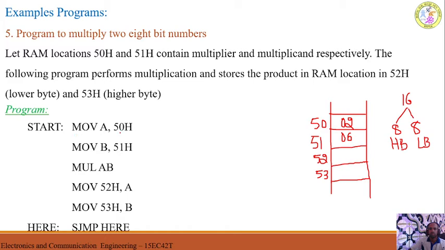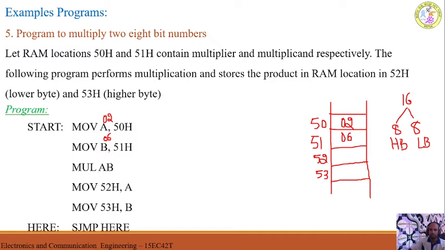Now MOV A, 50H: go to memory 50 and take the data into A. Therefore 02 will come to the accumulator. Now MOV B, 51: what is the 51 content? 06. Now 06 will come to the B register. So remember, for the multiplication as well as for the division operation, data must be present in the accumulator as well as in the B register. You should not copy it to any other register, like the general purpose registers R0 to R7. Multiplication is allowed only if the data is available in A as well as in the B register.